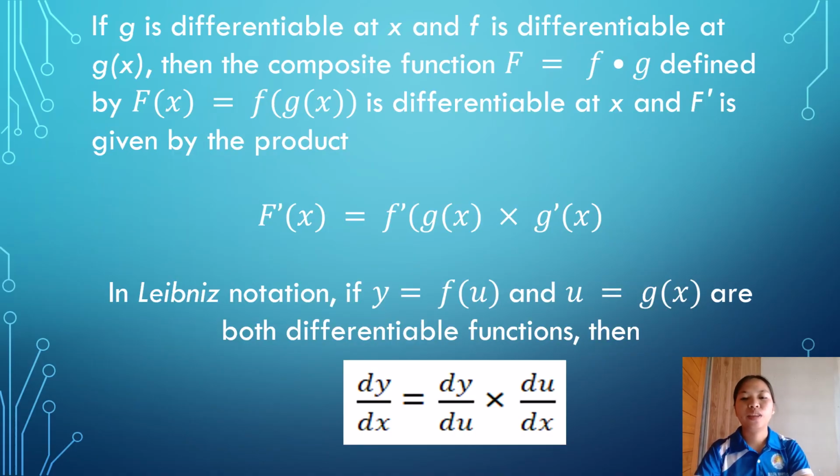The chain rule can be written in prime notation: f prime of x is equal to f prime of g of x times g prime of x. It can also be written in Leibniz notation, which is: if y is equal to f of u and u is equal to g of x are both differentiable functions, then the derivative of y with respect to x is equal to the derivative of y with respect to u multiplied by the derivative of u with respect to x.